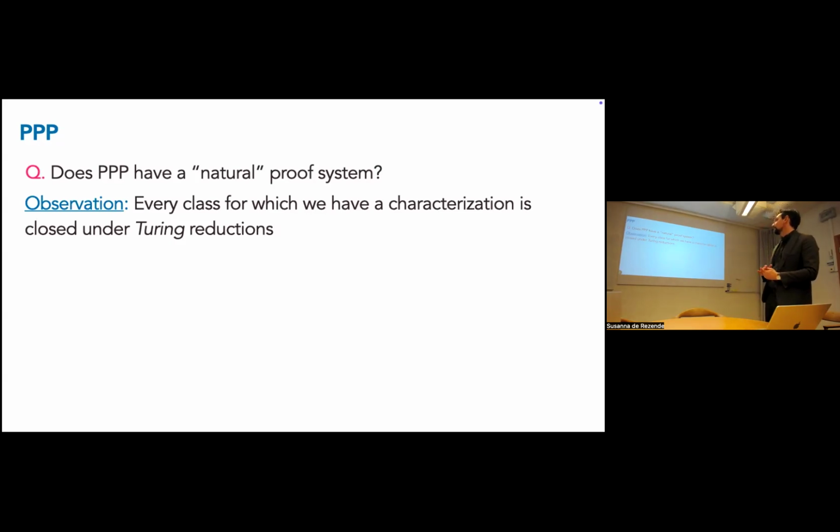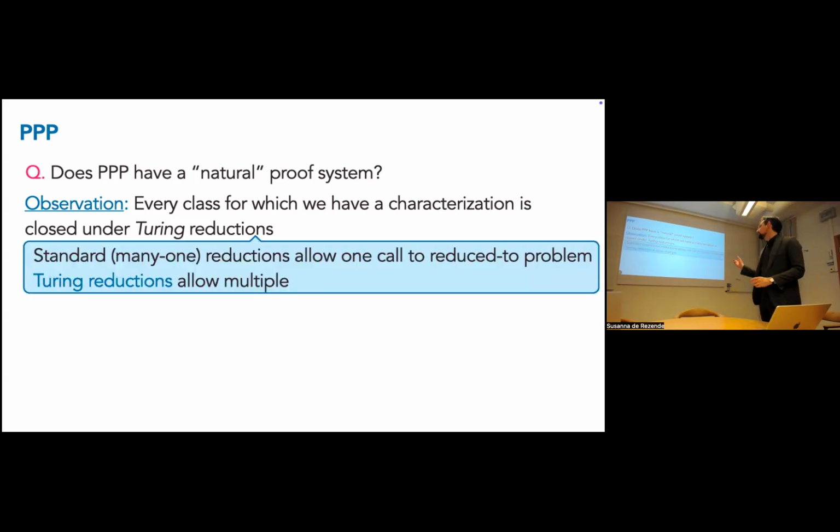One observation is that every class that we have a characterization for is closed under Turing reductions. In a standard reduction, you turn an instance of your problem into an instance of the problem you're reducing to, and then back. You're allowed one call to the instance of the problem you're reducing to. A Turing reduction allows you many calls to it. So in every class that we have a characterization for, standard reductions are the same as Turing reductions. You can always just fold the Turing reduction in.